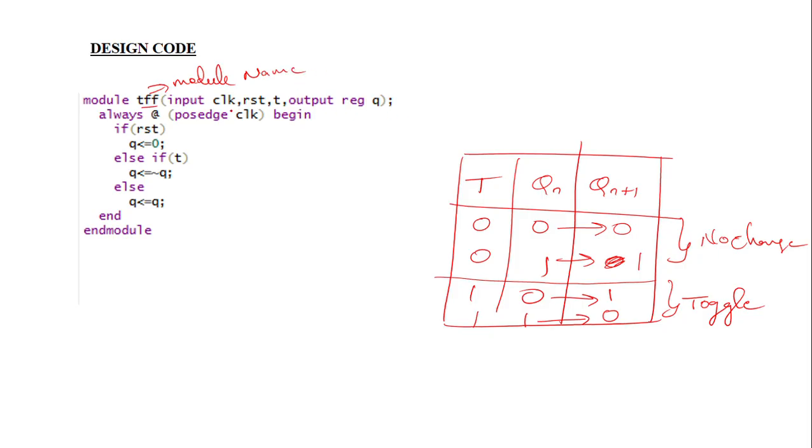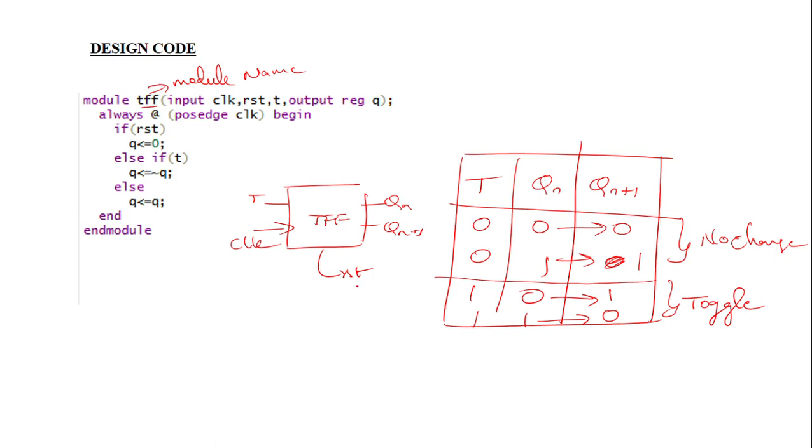So what are the inputs? Clock, reset and T. Our T flip-flop looks like this. This is our T, and this is our clock, with the present state and the next state. So this is our T flip-flop. If you want, you can give reset also.